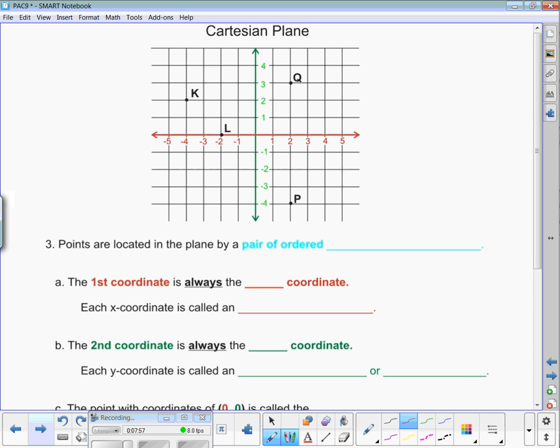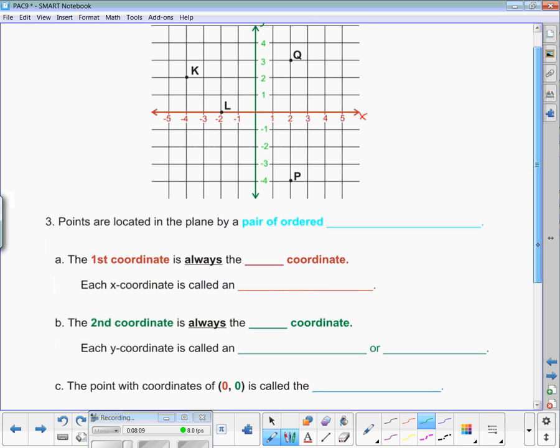So go to your second page. Again, I've got the Cartesian plane there. We've got the red x-axis right here. We've got the green y-axis right there, and they're numbered. For our help, I'm going to move this up a little to help me with these notes. Okay, points are located in the plane by a pair of ordered coordinates.